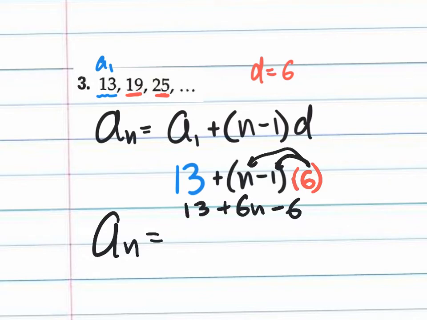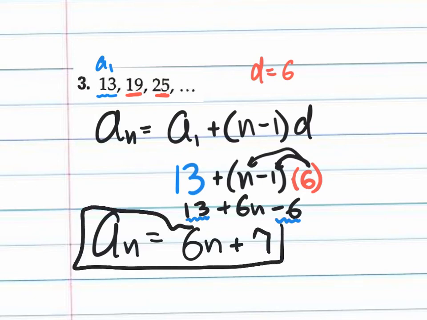Let's begin with the 6n and just rewrite it since there's nothing to combine it with. But then we could actually go 13 take away 6, and that will be a positive 7. So the a sub n rule for number 3, a sub n is 6n plus 7. Now, if you're not too confident in your rule, go ahead and plug in the number 1, see if it gives you 13. Or plug in the number 3, see if it gives you 25. Plug in the number 2, see if it gives you 19, which it will.